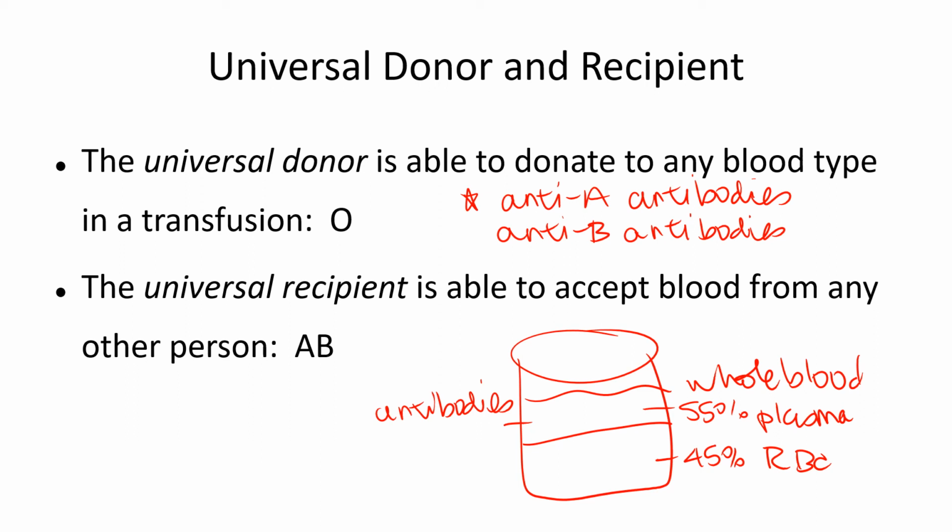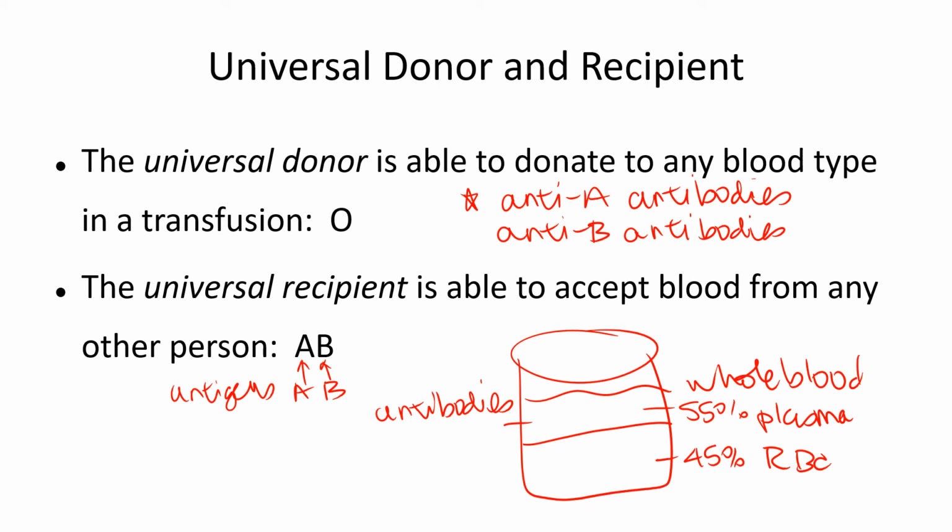Let's talk about the universal recipient, which is AB. That means the person has antigens for both A and B. Now, if we were to give this person O blood, we might be giving anti-A antibodies and anti-B antibodies. So there is a small risk of agglutination if we do some of these transfusions, especially if we're dealing with whole blood that carries along some antibodies.